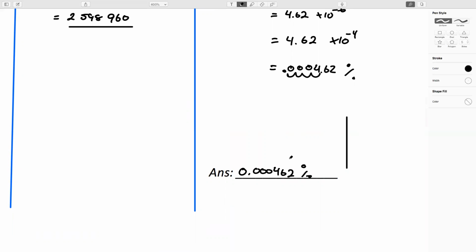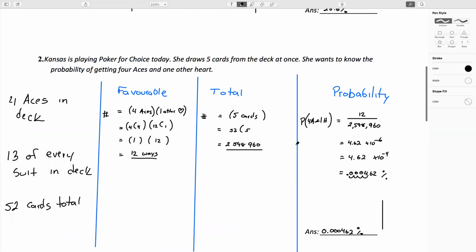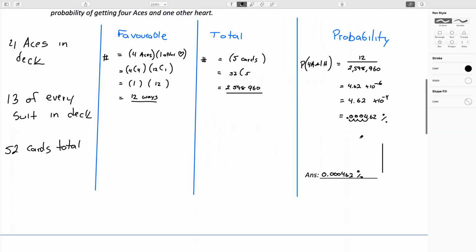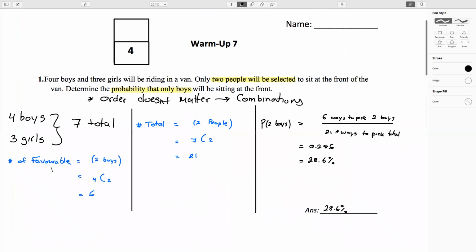So I think we'll stop here. We've kind of gone on a little bit of a tangent talking about cards and probabilities, but the basic idea with all of these questions is to calculate the favorable outcomes, calculate the total outcomes, and then divide them to get your probability. So that's where I'm going to end the notes today. I wanted to keep it fairly short.